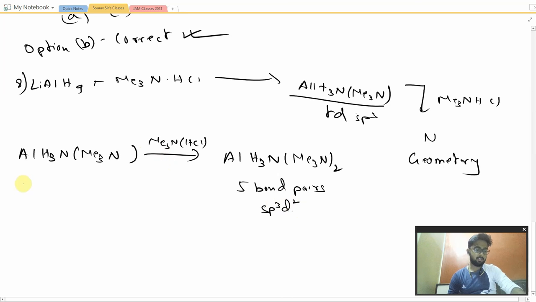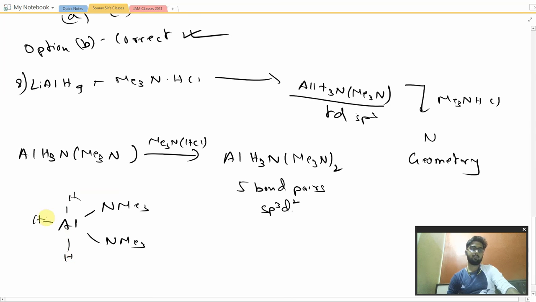So the structure for this species would be Al with NMe3 and NMe3, and here H, and here H and H would be there. So this structure is the tetragonal bipyramidal structure, or the TBP geometry. I'm sorry, not tetragonal, triangular bipyramidal. Tetragonal bipyramidal is the octahedral structure. So triangular, because a triangle is formed, and so triangular bipyramidal, which is TBP geometry.